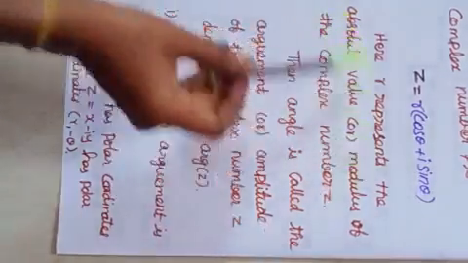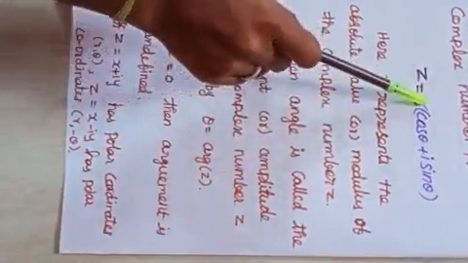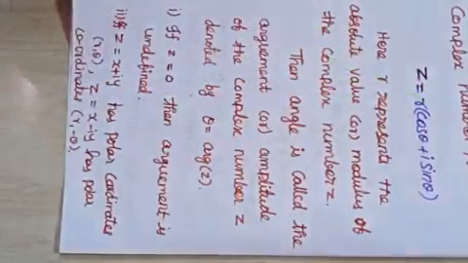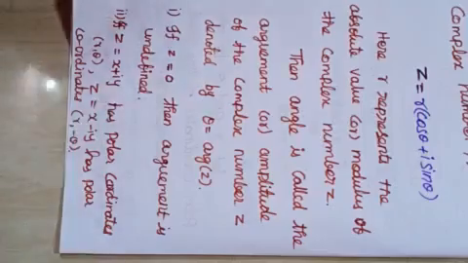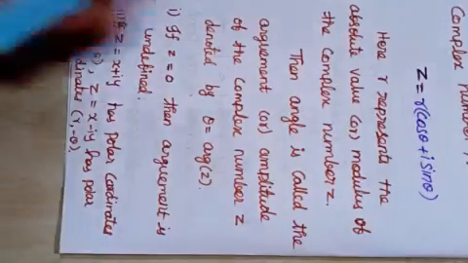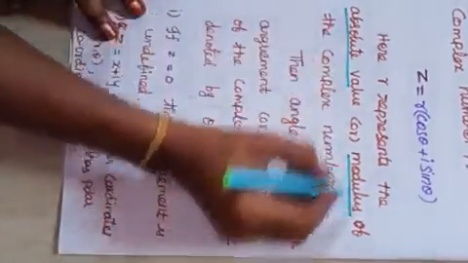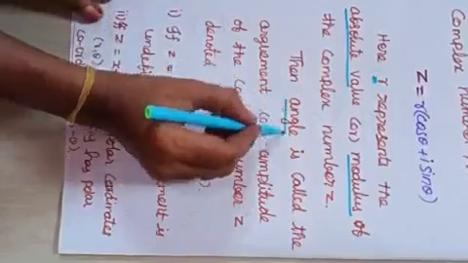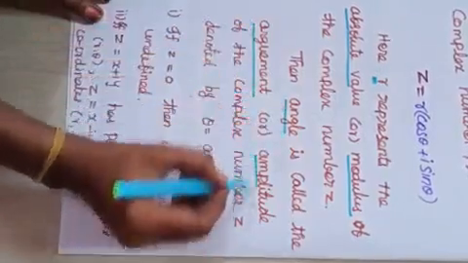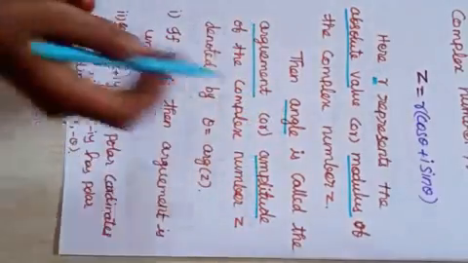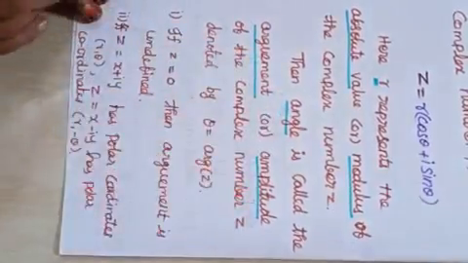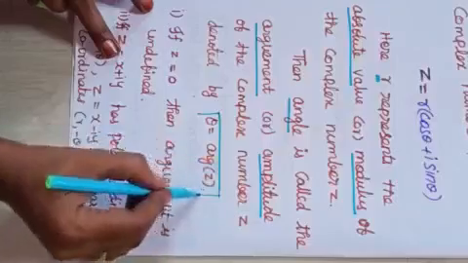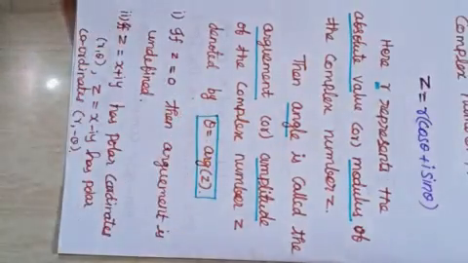Here r represents the absolute value. R is nothing but the absolute value, the modulus of a complex number. R is said to be absolute value or modulus. And angle theta is called argument or amplitude. Theta means argument or amplitude. That is denoted by theta equal to argument of z.